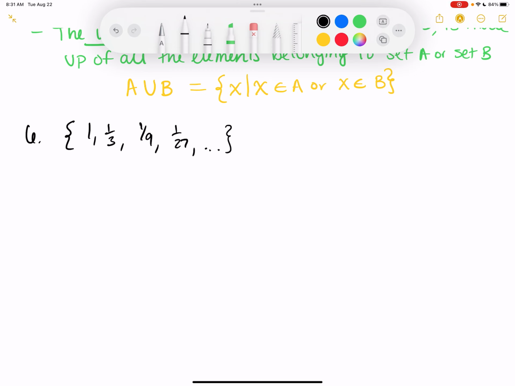So is this set finite or infinite? What is your best guess? Infinite. Yep, infinite, and we'll just keep going. It keeps going.